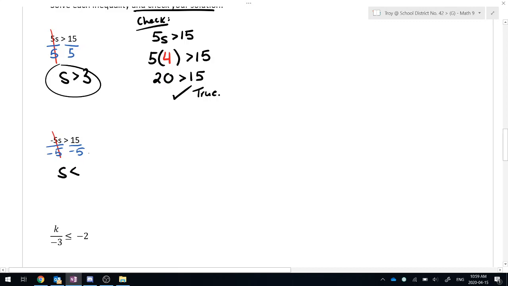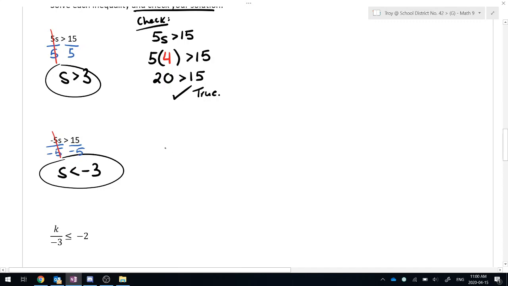Okay? And then we have 15 divided by negative 5. Positive divided by a negative, of course, gives us a negative. And 15 divided by 5 is 3. So that's the solution for that inequality. So again, we can check. I'll just do my check here.